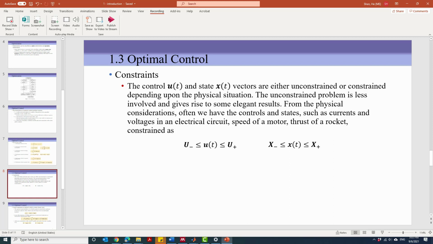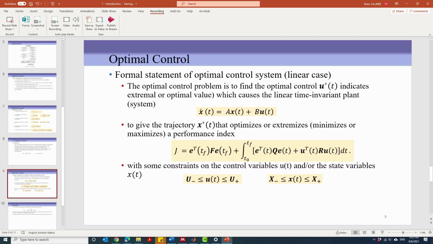U can be limited within a range of U minus to U plus, and the state variables have a limit from x minus to x plus. Then an optimal control problem can be summarized as follows. We have a differential equation to describe the dynamics of a process, and the performance index in this general form, with some constraints on the control variable u(t) and the state variable x(t).